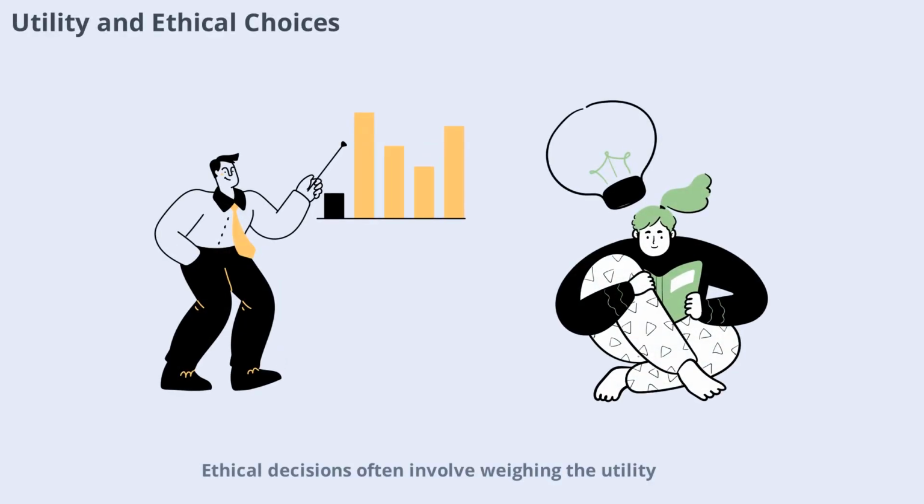Ethical decisions often involve weighing the utility of different actions for yourself and others. Utility-based approaches like utilitarianism suggest choosing the action that produces the greatest good for the greatest number. This perspective helps guide moral reasoning and public debate on complex issues.